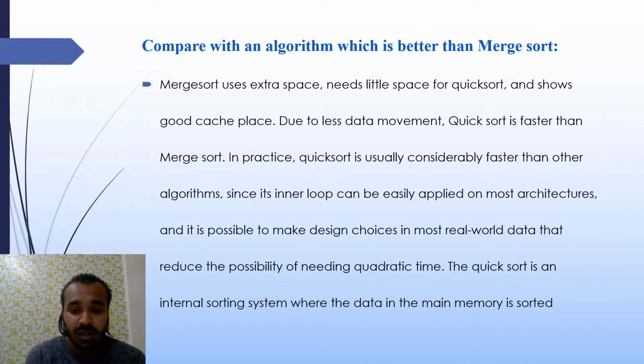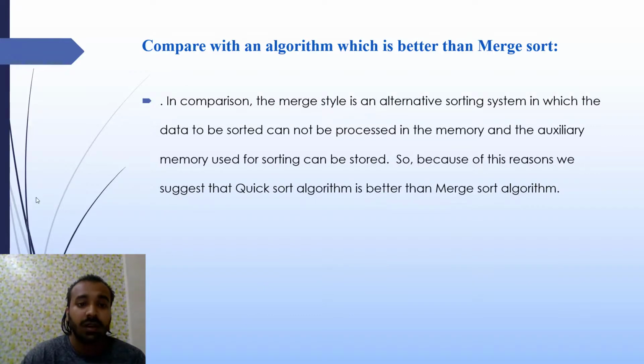of needing quadratic time. Quick sort is an internal sorting system where the data in the main memory is sorted in comparison. Merge sort is an alternative sorting system in which the data to be sorted cannot be processed in the memory, and the auxiliary memory used for sorting can be sorted. So because of these reasons, we suggest that the quick sort algorithm is better than the merge sort algorithm.